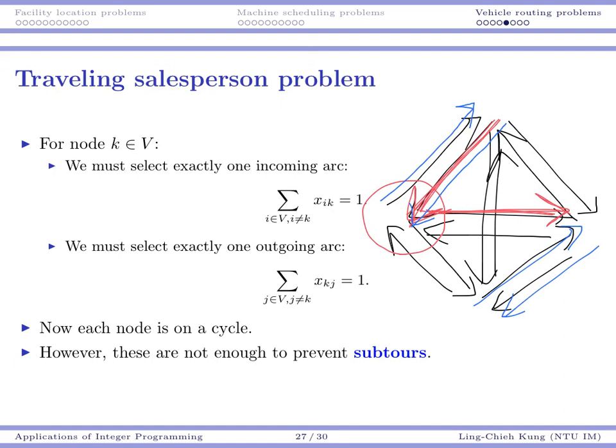So these constraints are good and required, but they are not enough to eliminate subtours. We still need other constraints to prevent this from happening. Or if you are talking about a 5-node network, let me just put it as an undirected one, your subtours may be, for example, here and here. That's also possible. So in the next video, we will tell you how to eliminate subtours. Thank you.